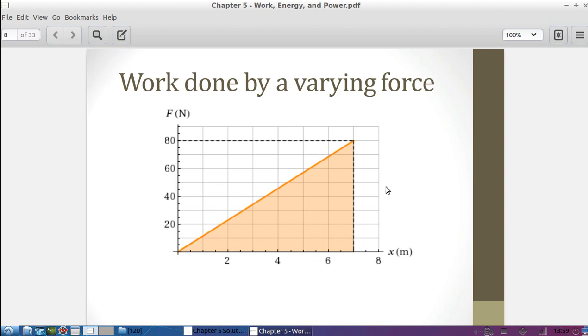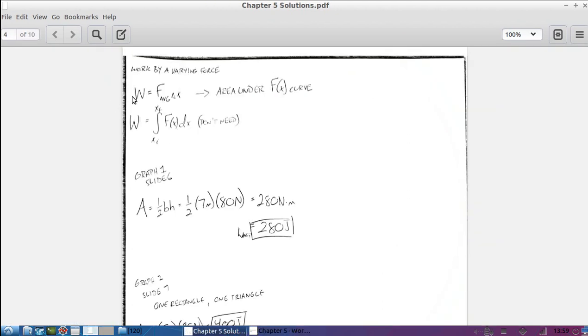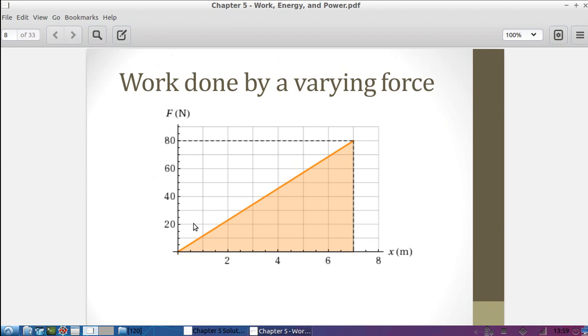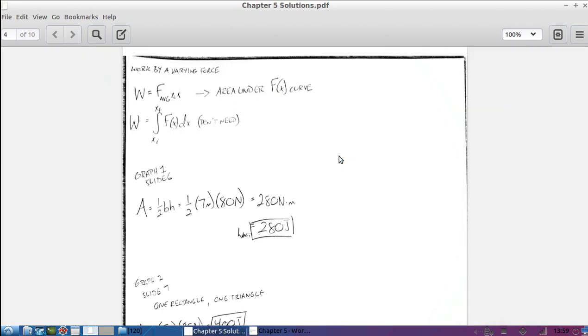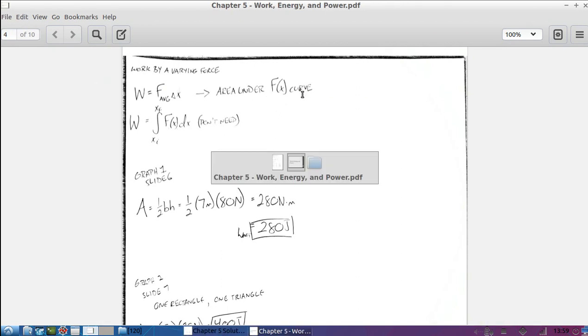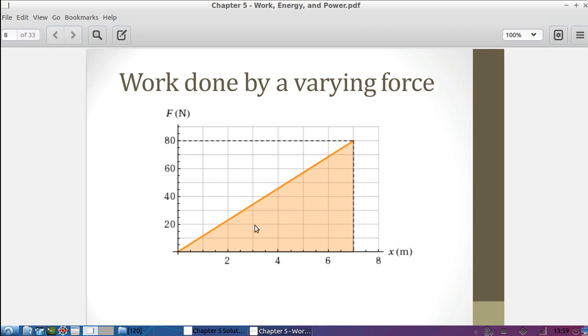So I have to interpret this graph. Now, the work done by a varying force is the magnitude of the average force times the displacement. If I have this force function, it's a linear function, but it's a function nonetheless. So it's actually the area under the force displacement graph, or the force position graph. See this highlighted region right here? The area of this triangle is the work done by this force.